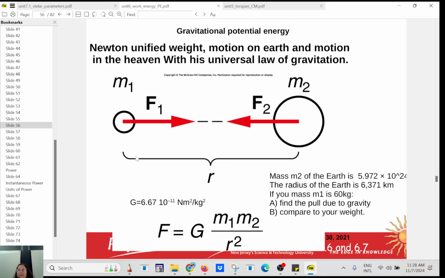I want to make sure. So the force, because we always say potential energy of a system, me and the Earth, right? But it's a good question. Okay, I will get back to it.